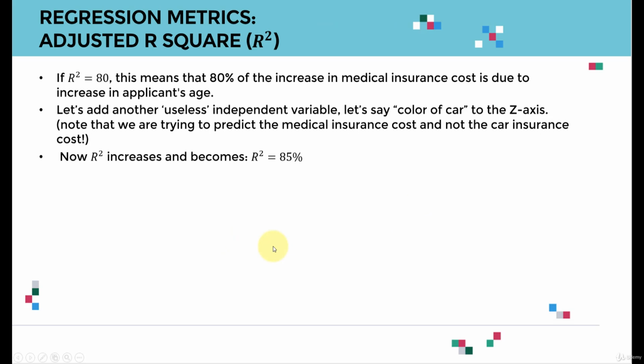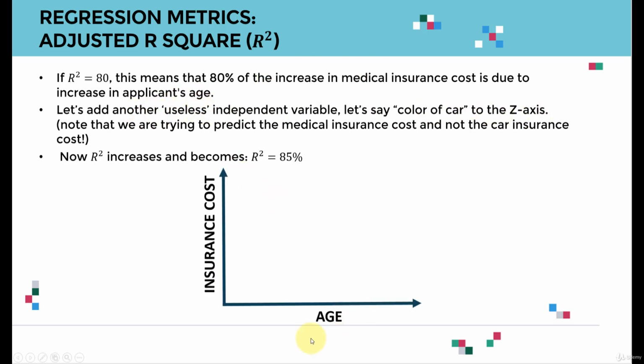All right, so let's take a look at another regression metric, which is what we call adjusted R squared. If R squared equals 80%, for example, that means 80% of the increase in medical insurance cost is due to the increase in applicant's age. So here, if you remember, I have my age, here I have my insurance cost, I plot all the data points, I got my beautiful straight line, everything is good, and we're good to go.